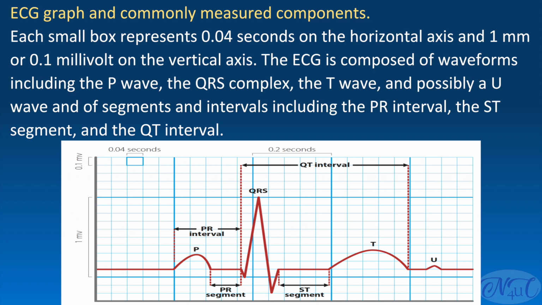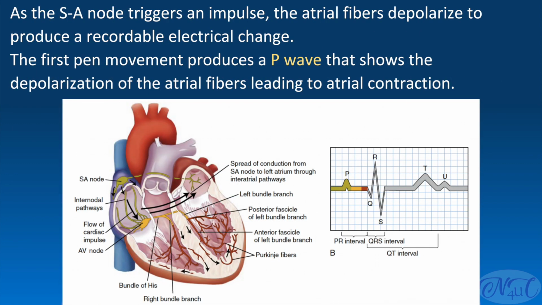The ECG is composed of waveforms including the P wave, the QRS complex, the T wave and possibly a U wave, and of segments and intervals including the PR interval, the ST segment and the QT interval. As the SA node triggers an impulse, the atrial fibers depolarize to produce a recordable electrical change. The first pen movement produces a P wave that shows the depolarization of the atrial fibers leading to atrial contraction.